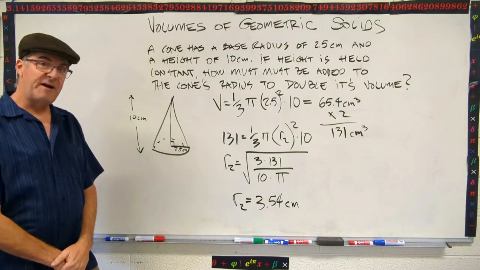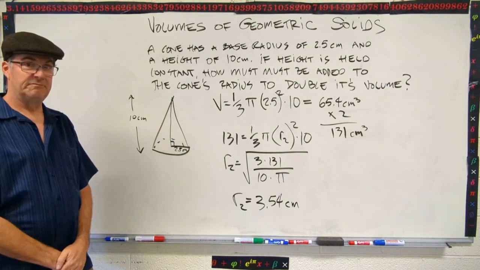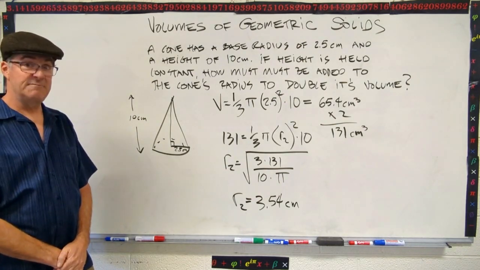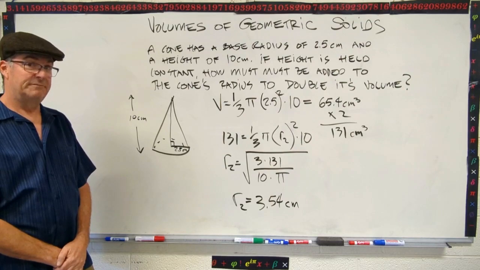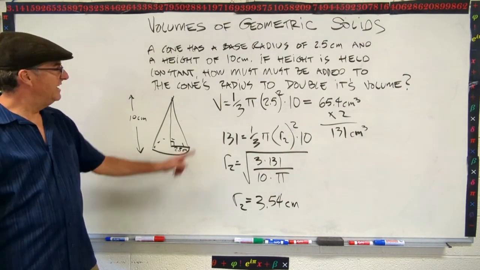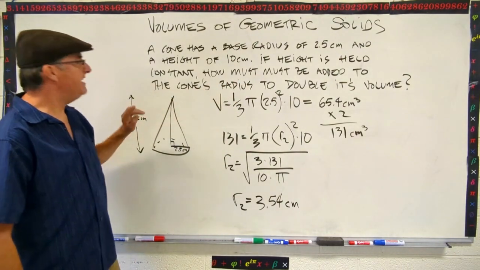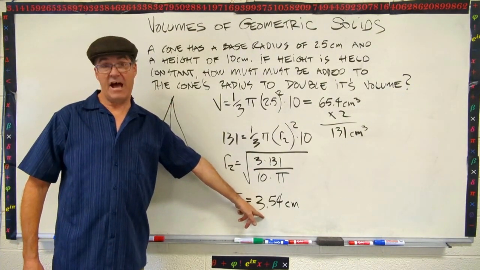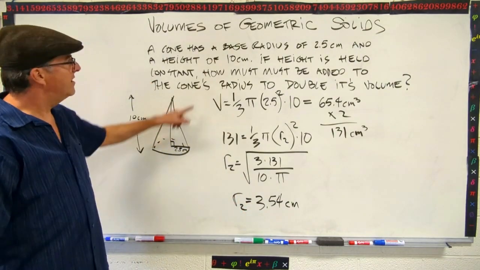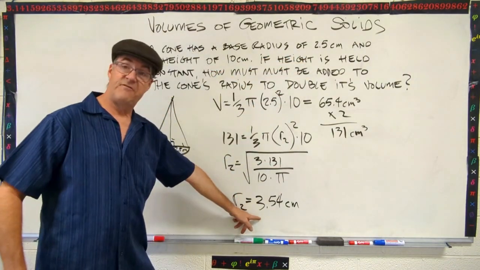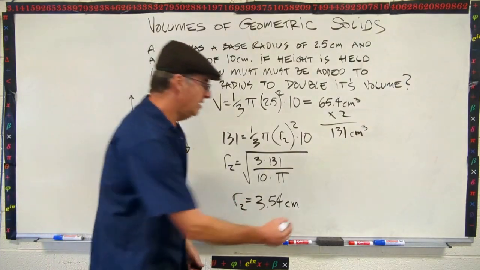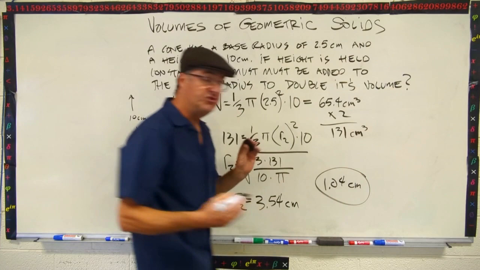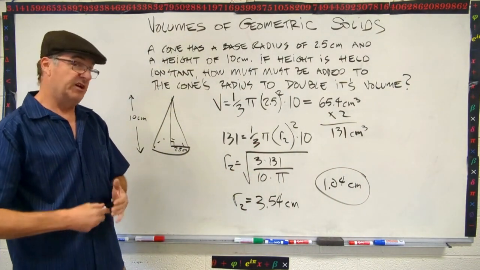How's that? Do you feel good about solving this problem? Have you solved it? Pause the video and read the question again and make sure you think you've solved it. Good, I'm glad you realized how much must be added to the cone's radius. That's the new radius. It's not how much must be added. We're going from 2.5 to 3.54. So the answer would be 1.04 centimeters.